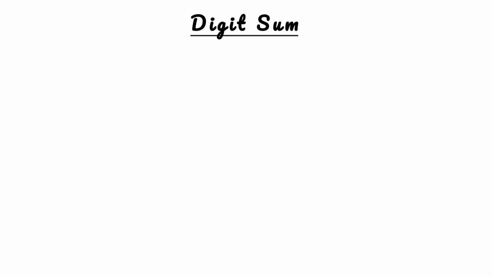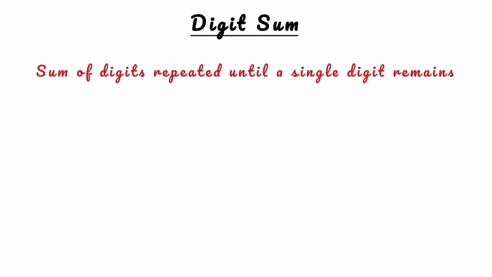In simple words, it is the sum of digits repeated until a single digit remains. Like the digit sum of 456 will be 4 plus 5 plus 6, 15. Again take the sum of digits, 1 plus 5, 6.